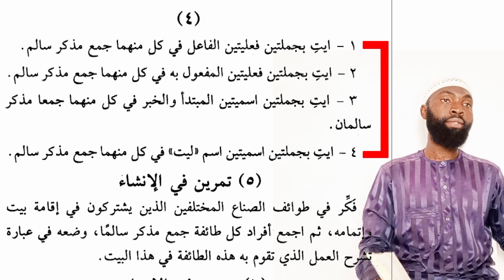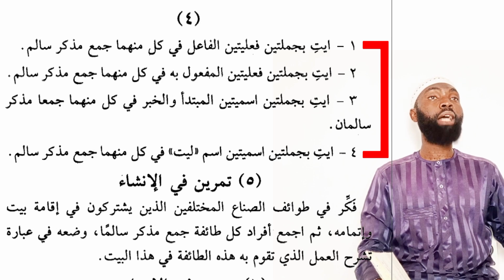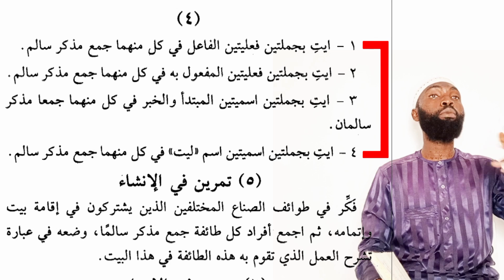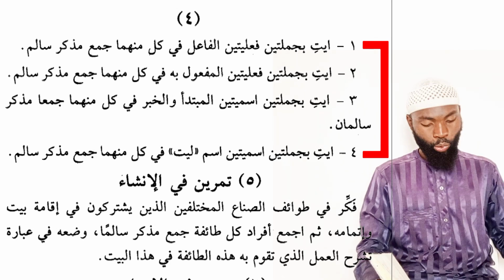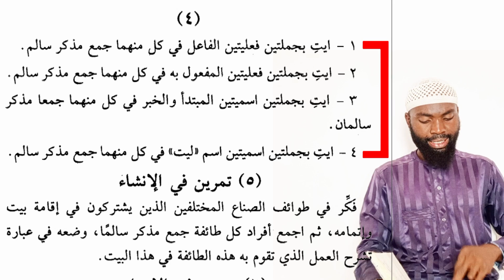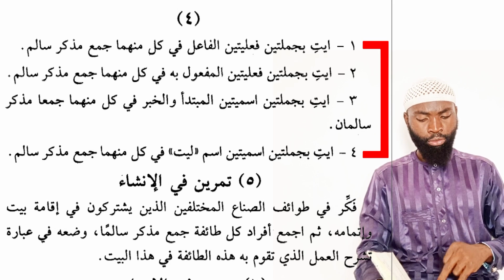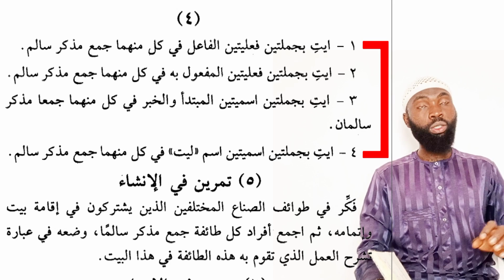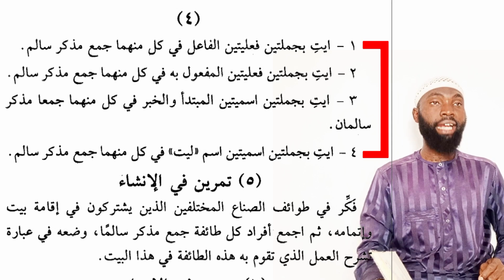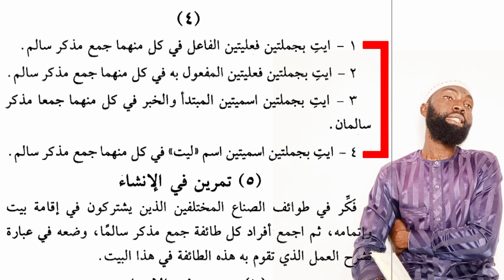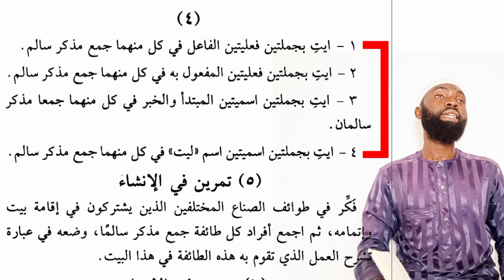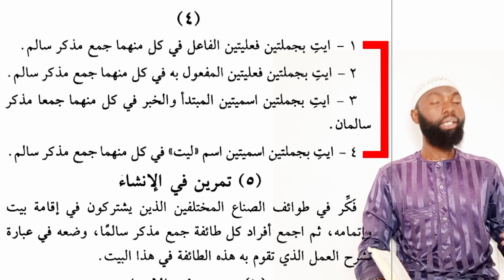The first one I can say al-muslimuna najihun. Then I can say al-mujtahiduna faizun. Lastly, iti bi jumlatayn ismiyatayn, form two nominal sentences, ismu layta fi kulli minhuma jam'u mudhakkarin salim. Then the noun of layta in each of them should be jam'u mudhakkar salim. I can say laytal muslimina najihun, and I can say laytal mu'minina qadimun.